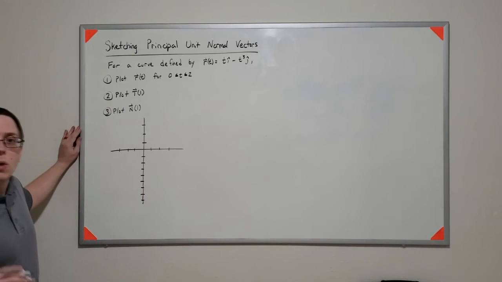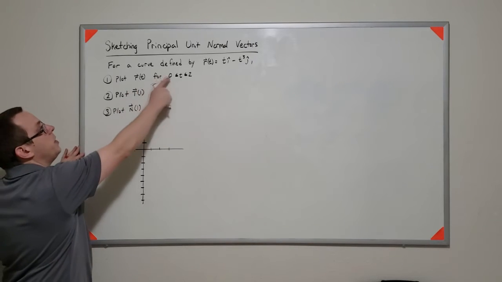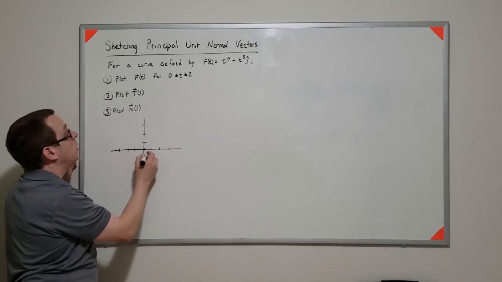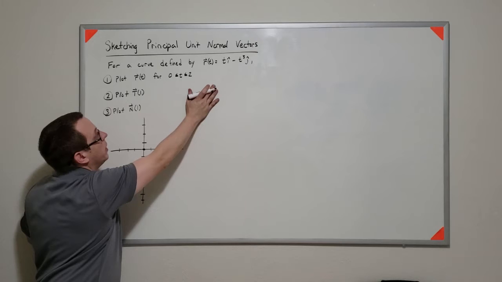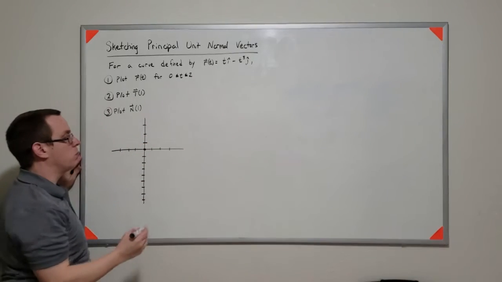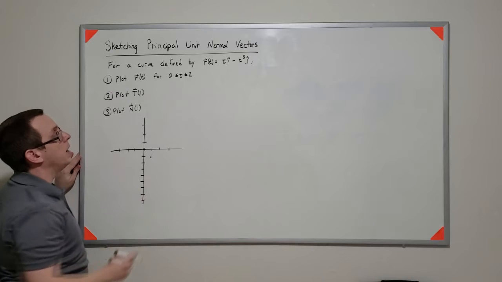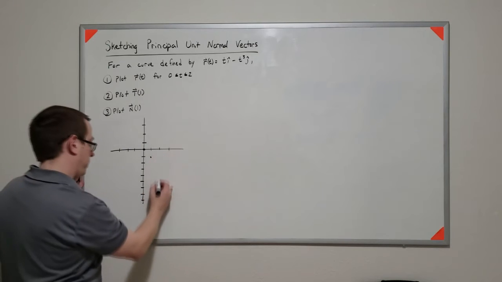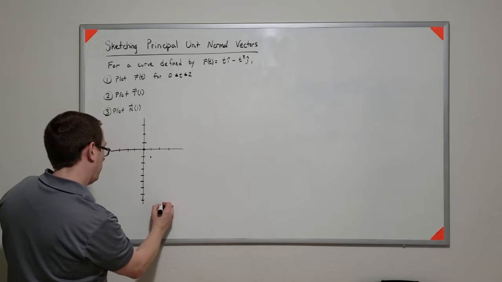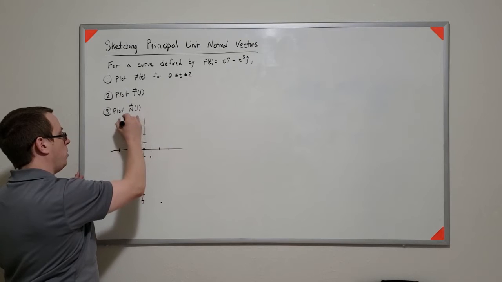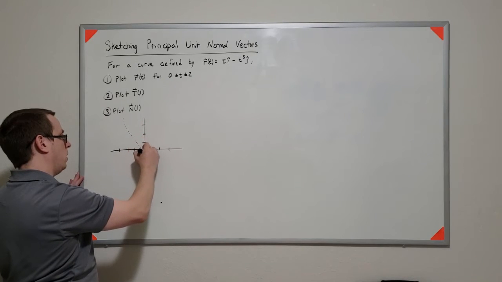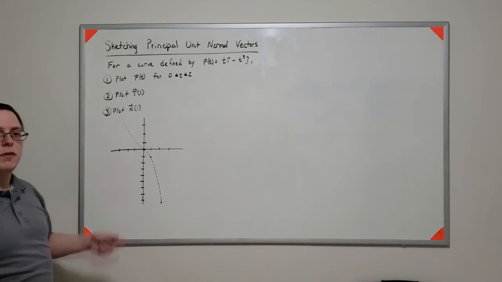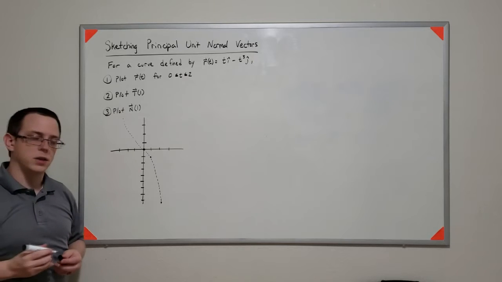Okay, so if you're plotting r of t from 0 to 2, at t equals 0, we're at the origin. At t equals 1, we're at 1i minus 1j. So we're here. And when t is equal to 2, we're at 2i, but we're at negative 8j. That's not a perfect negative x cubed graph, but it kind of does the trick.